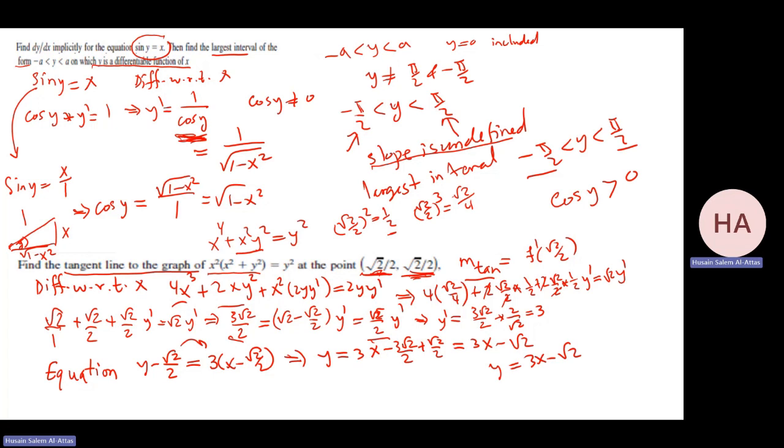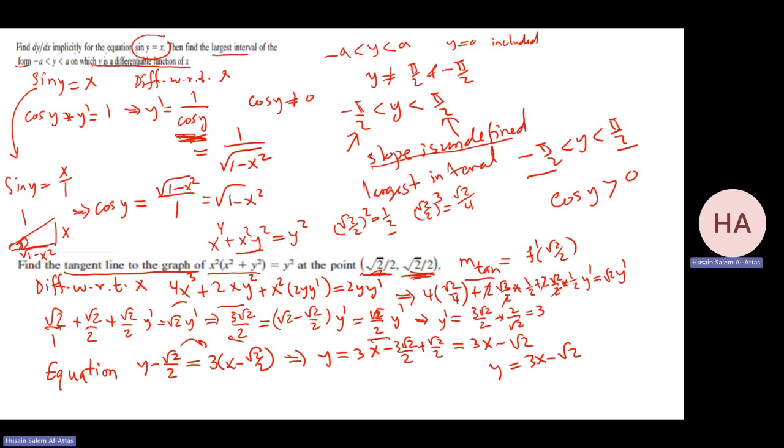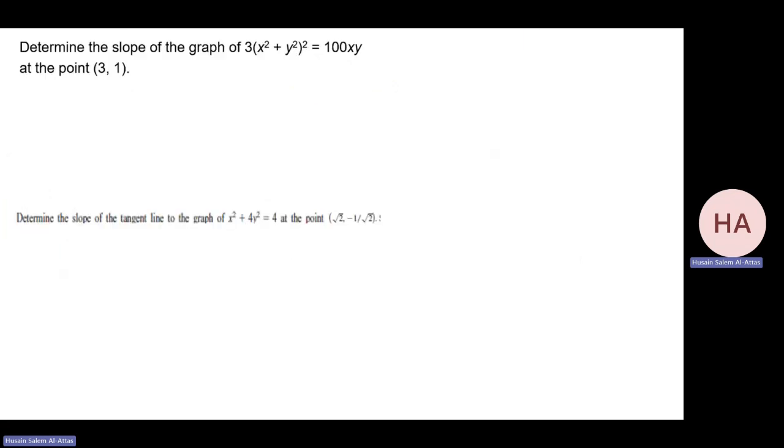Passes through this point, yeah. 3 root 2 over 2 minus root 2 is root 2 over 2, which is okay. It's just checkpoints, and the derivative is 3. Okay. Now, hopefully it's clear. This is the equation. Calculation. Just we differentiate, looking for y prime, do the calculation. Sometimes you can simplify and then substitute, or you can substitute right away.